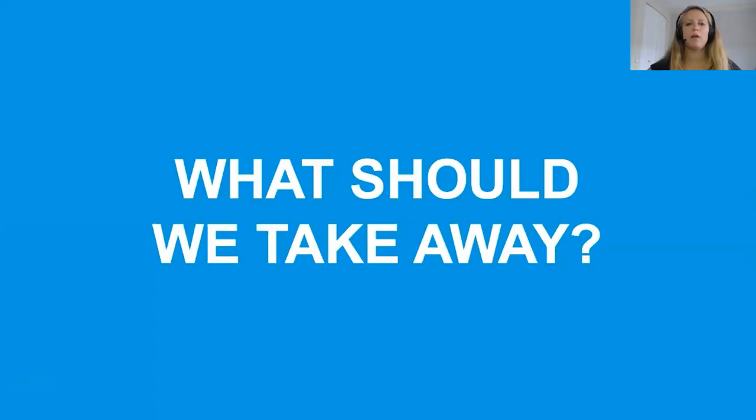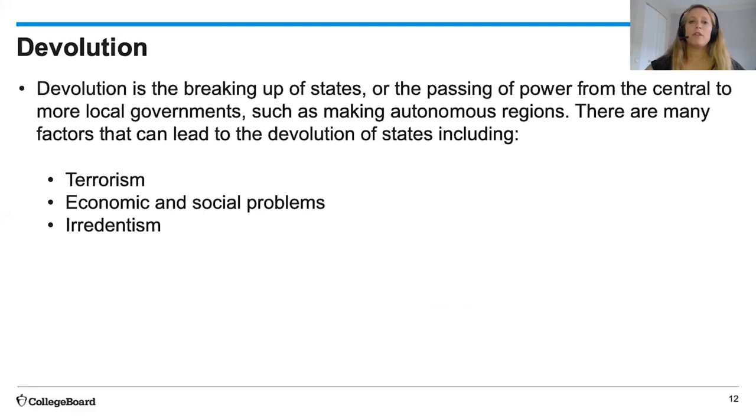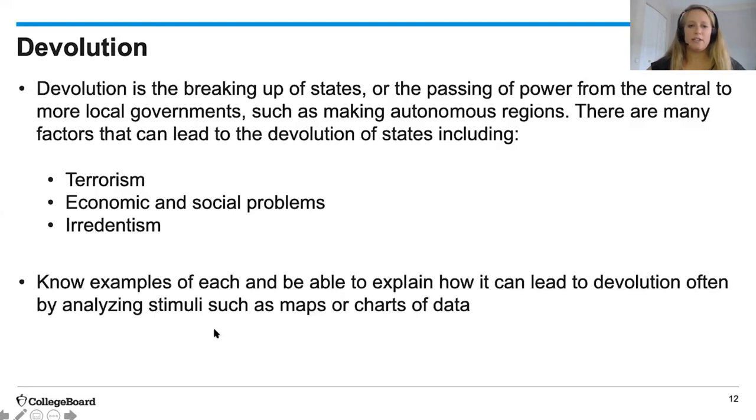So what should we take away from all of this? Remember the definition of devolution for sure, that it's the breaking up of a state or the passing of power downward from the federal government to lower levels of government, such as making autonomous regions. And remember that there's a lot of factors that go into this, including terrorism, economic and social problems, and irredentism. Be good at knowing examples of each of them and be able to explain it using a map, just like we did in that FRQ.